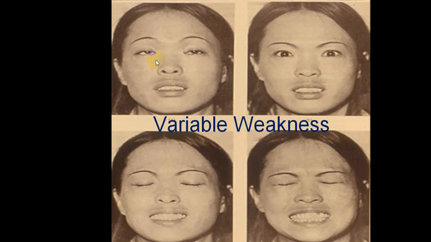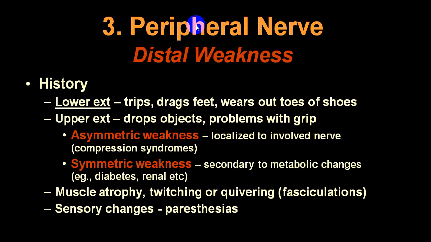Very peculiar: after rest or even after ice application, the ptosis will improve. And that is also one of the things which will tell you that this is more in favor of a myoneural junction disorder, that is myasthenia gravis.